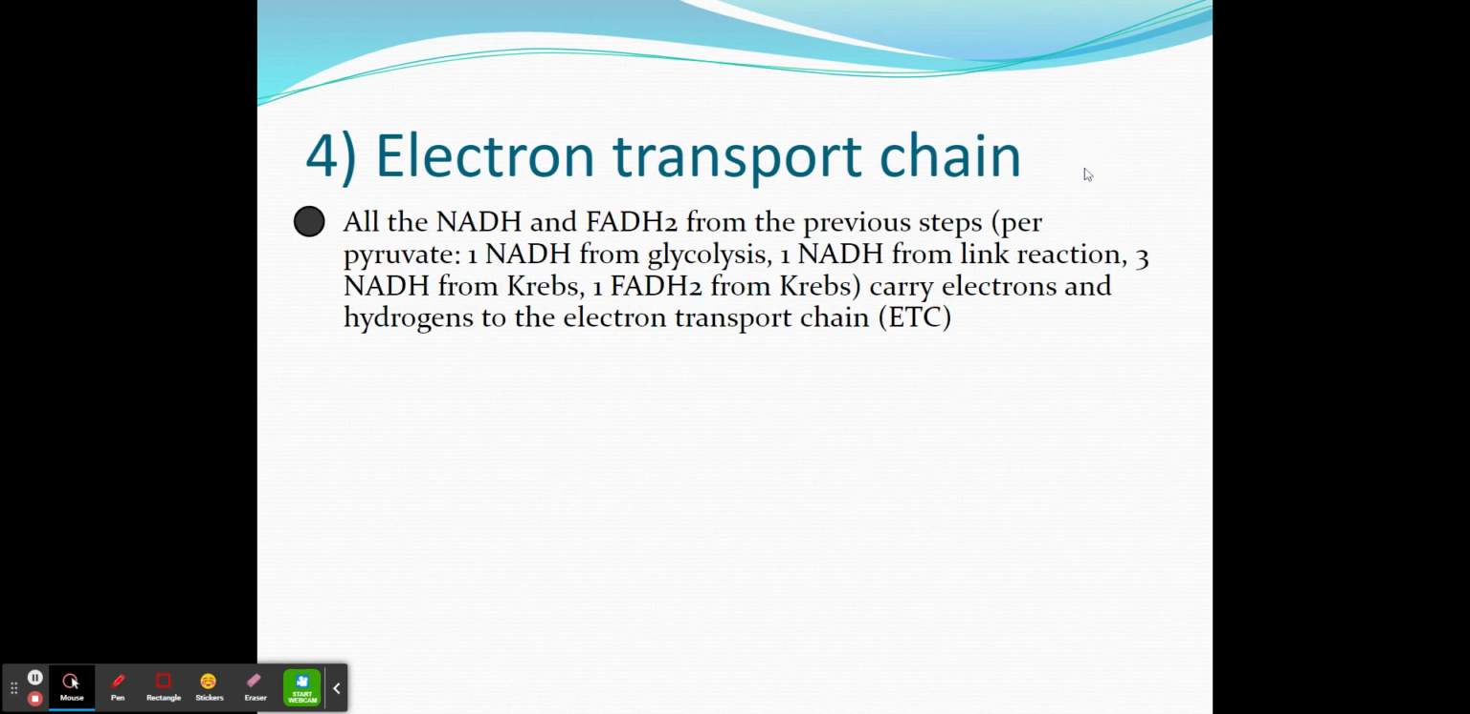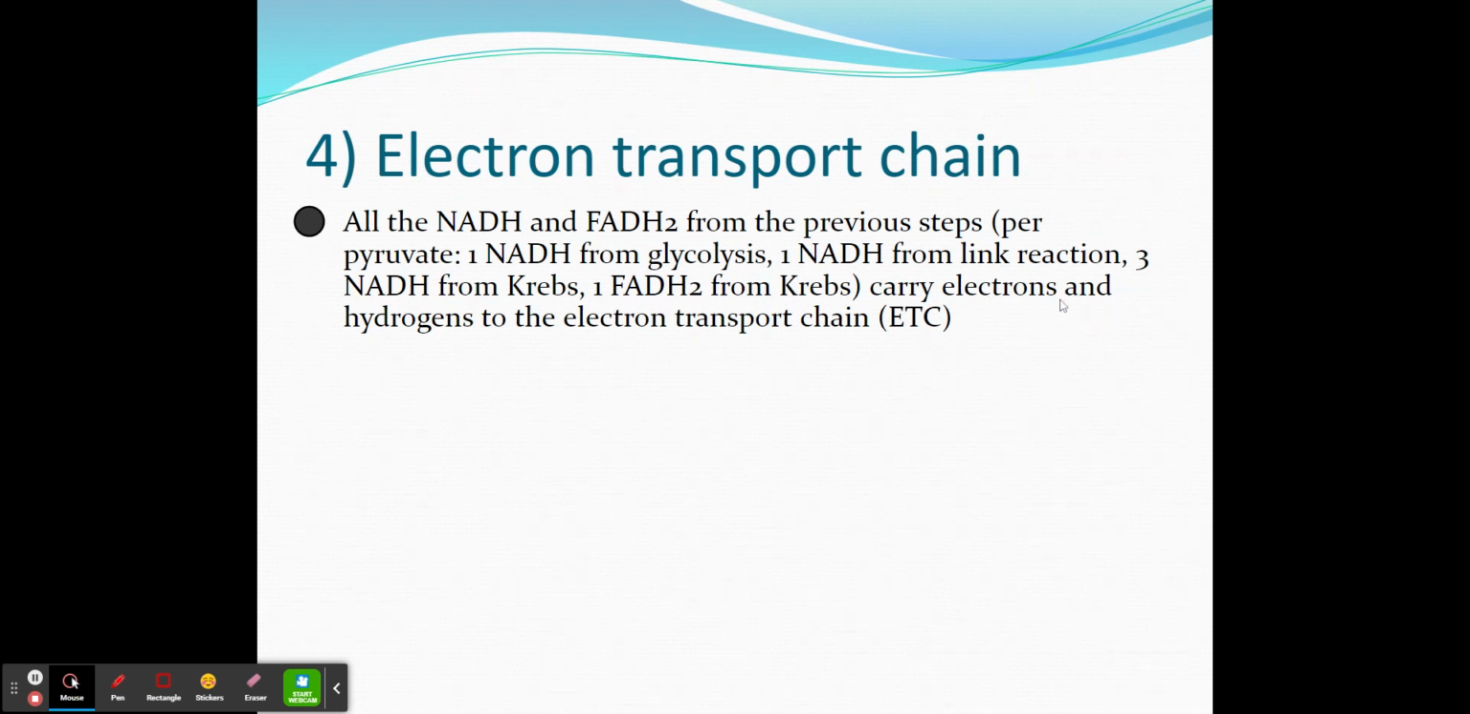All right, step 4, the big payoff phase. Well, I guess 5 is the bigger payoff phase. Anyway, so all the NADH and FADH2 we got from the previous steps. So per pyruvate, we get 1 from glycolysis, because that overall was 2, but we're cutting all these numbers in half because this is per pyruvate. So that would be 1 from glycolysis, 1 from link, and 3 from Krebs. And we got one FADH2 from Krebs. So per glucose, you would double all these numbers. So per glucose, we got 2, 2, 6. So that's a total of 10 NADHs and 2 FADH2s.